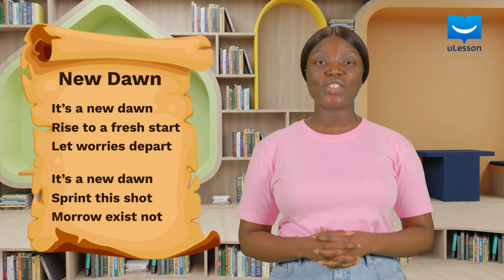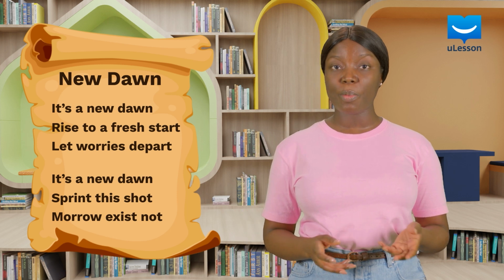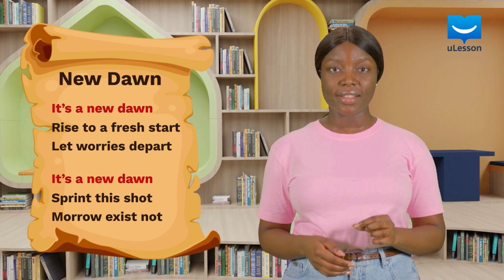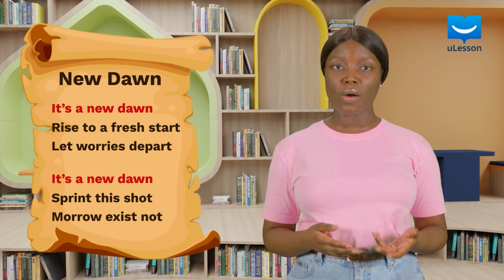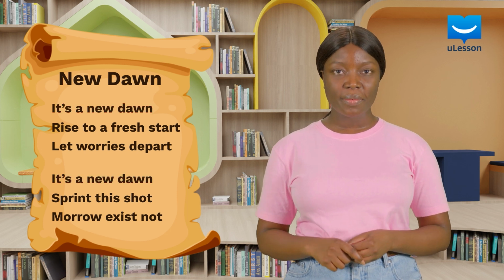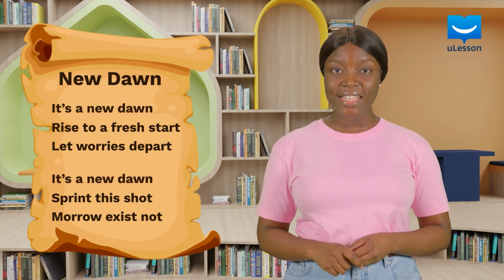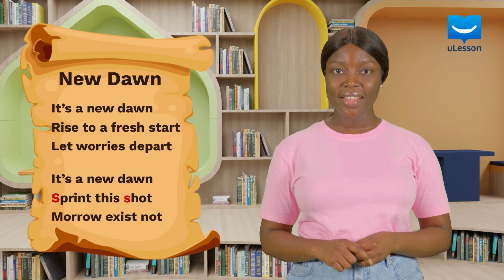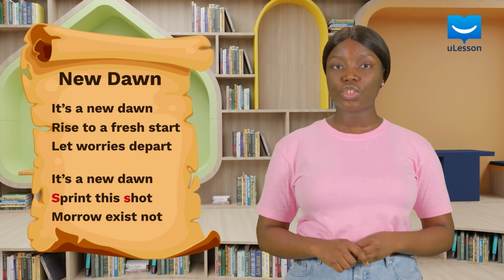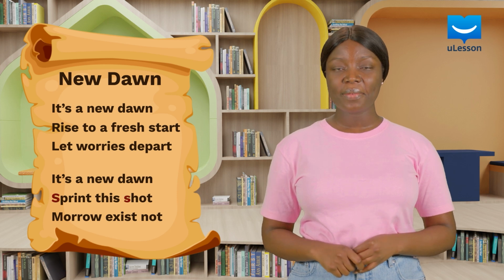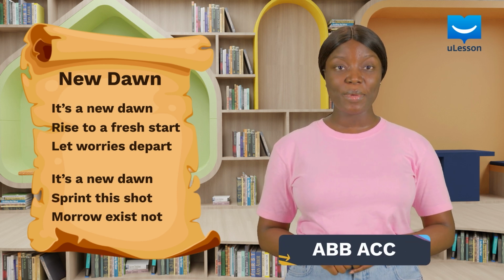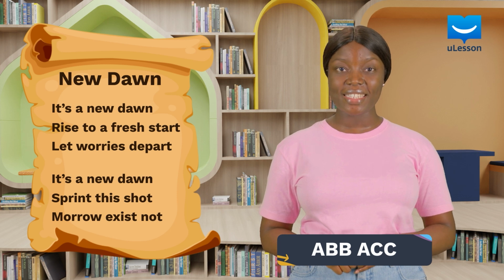Some poetic techniques used by the poet include repetition. The poet repeated the first line in each stanza, "It's a new dawn." Alliteration. There is the repetition of the letter S in line 2 of the second stanza, "Sprint this shot." Rhyme. The poem has a rhyming pattern of A-B-B, A-C-C.